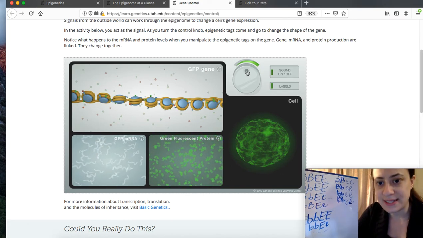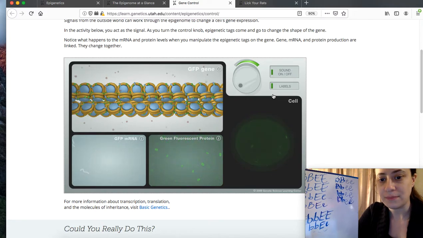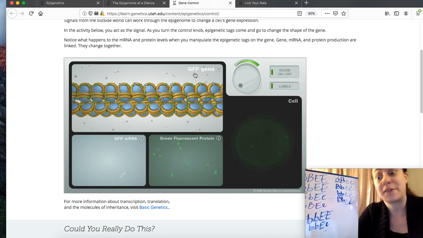Now I'm going to take the dial and close up my gene. What you see here is that my cell is no longer lit up because there's no more protein, because there's less mRNA, because I can't transcribe it from the original gene. I'm sorry, this is actually the GFP gene instead of the GR gene. But anyway, the idea is the gene is not being read and not being expressed.